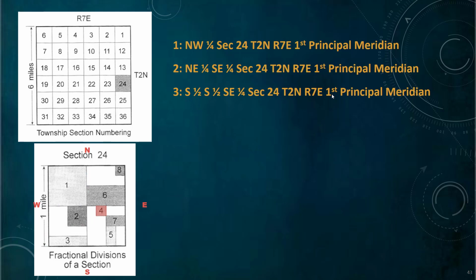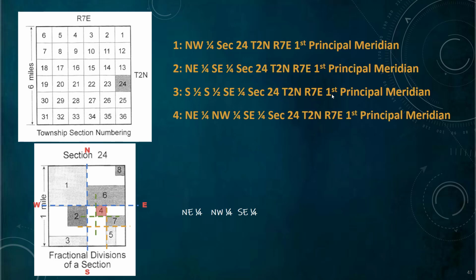All right, section 4. Section 4 is kind of a tiny one. Same process, right? Southeast quarter, divide that into fourths, northwest quarter, divide that into fourths, northeast quarter, and then we're done because we filled the whole section. So number 4 is the northeast quarter of the northwest quarter of the southeast quarter of section 24, etc., etc.